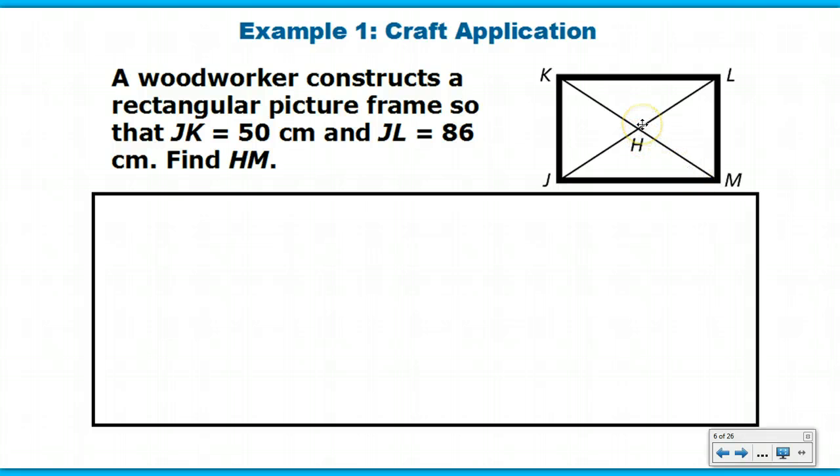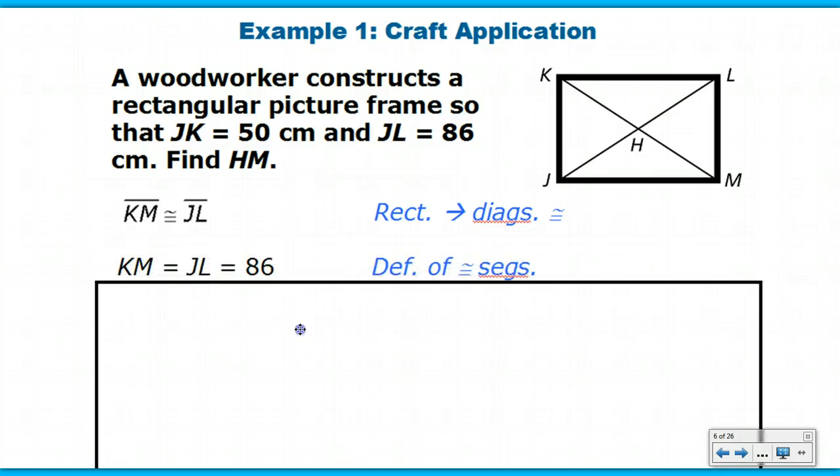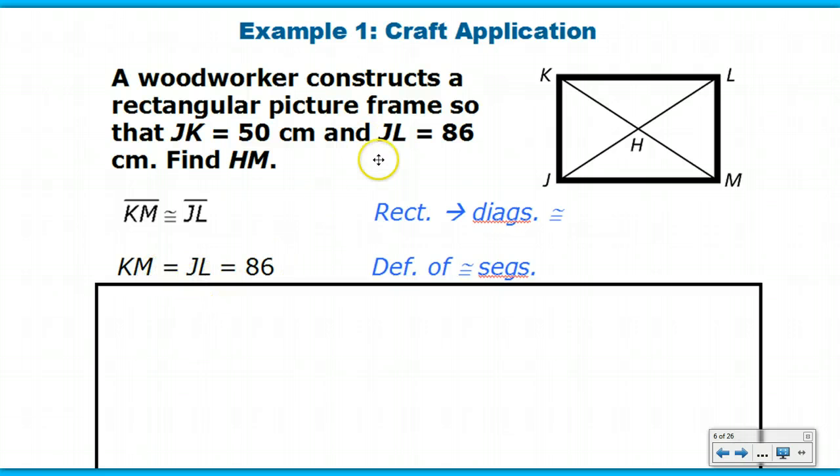And I bet you can do it like that. Snappy, snappy, right? But let's do it in the form of a little proof. We know that KM is congruent to JL, because if it's a rectangle, then the diagonals are congruent. So now we can substitute 86 as the measure of both KM and JL. We know that JL is 86, it's given, and by definition, congruent segments have equal measures.